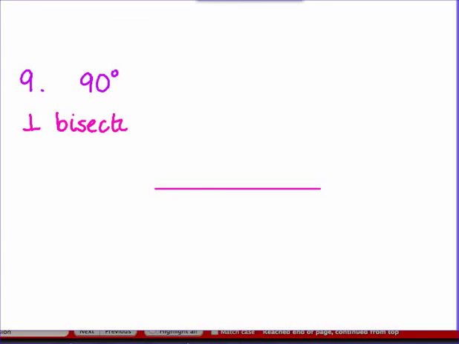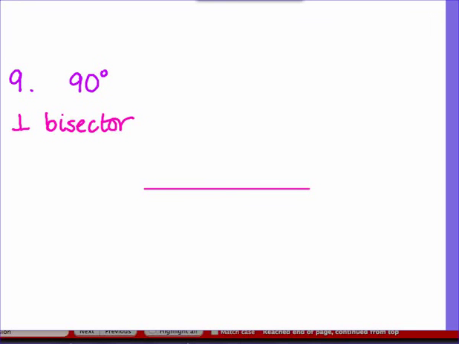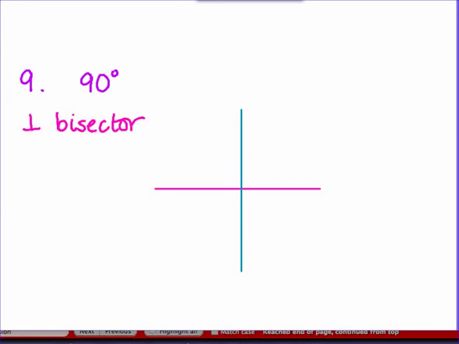Once you've found the perpendicular bisector, you're going to get something that looks like this. Oops, just a second. For some reason that's not drawn. There we go. So you're going to get something that looks like this after you've drawn your perpendicular bisector. So there's your 90-degree angle. How would you find then the 45-degree angle? Bisector of that. You would bisect this angle, so you're doing the angle bisector.